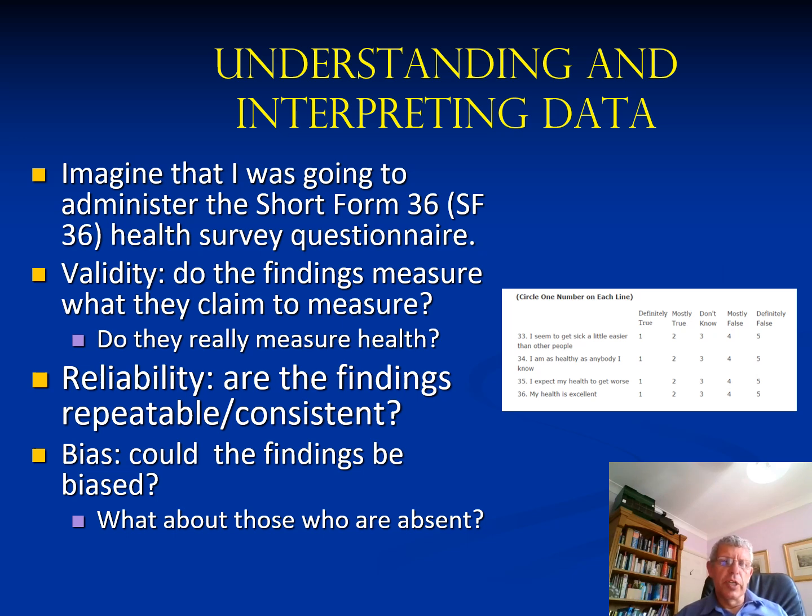A final issue which I just want to address is that of bias. We may have a valid and reliable questionnaire, but what about if the people that we're asking are not a representative sample? If I was to ask everybody in the class a particular question, but half of the class are not here and they're not typical, then would I have a biased sample? So reliability and validity and bias are all important things to think about, both in looking at research studies and also in constructing your own research study.